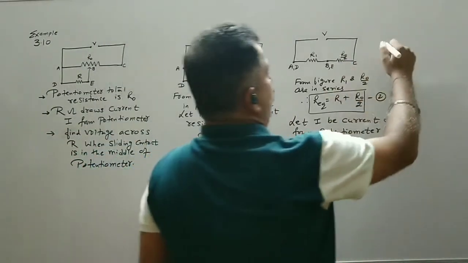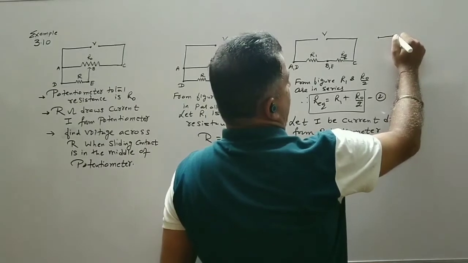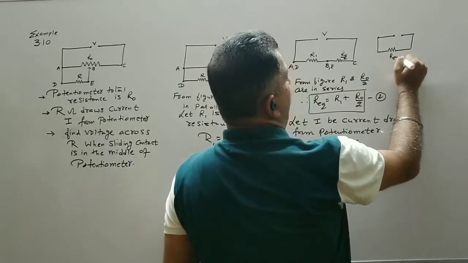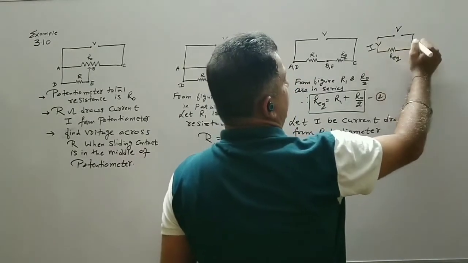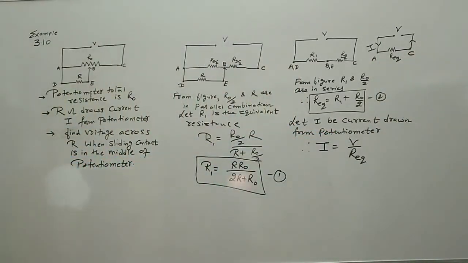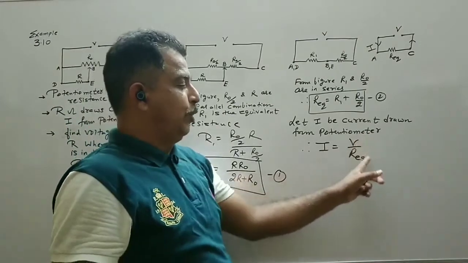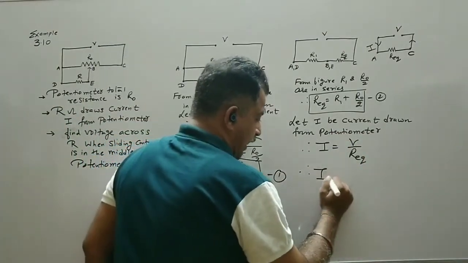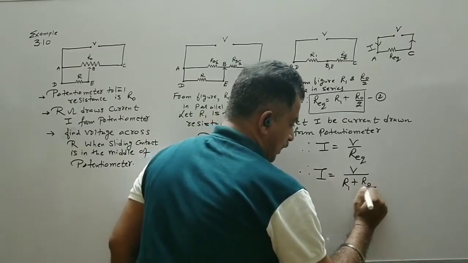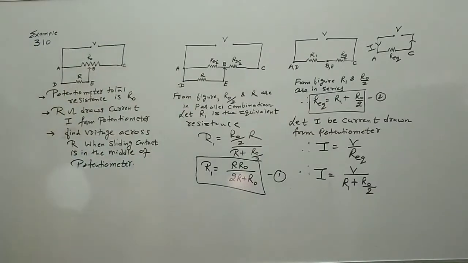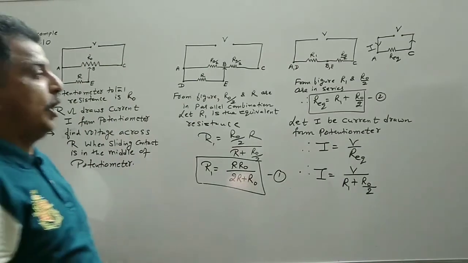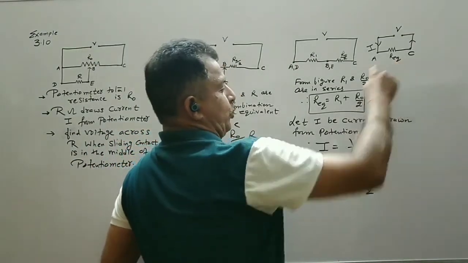And if required, this diagram can be redrawn like this: this is your R equivalent, this is V, and the current is I. This is your point A, this is your point C. So this is the equivalent diagram. So I is equal to V upon R equivalent. Therefore, I is equal to V upon R1 plus R0 by 2. When required, we will substitute this R1 in the end. This is the current flowing, so I is flowing through R equivalent.